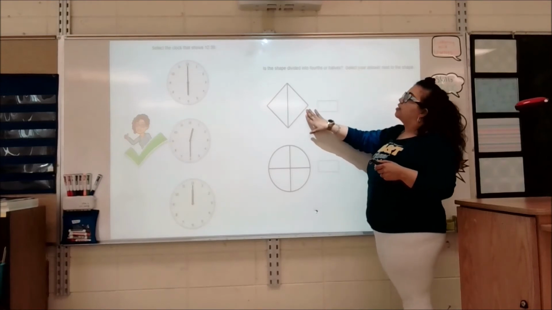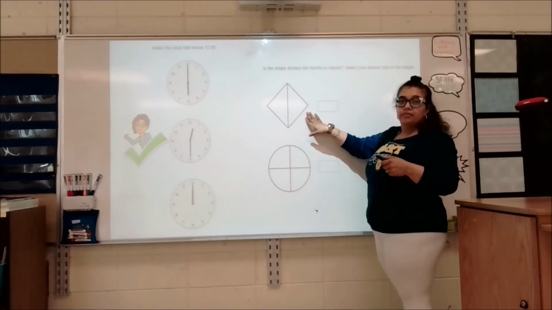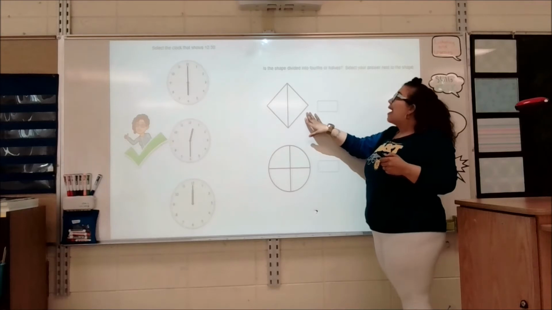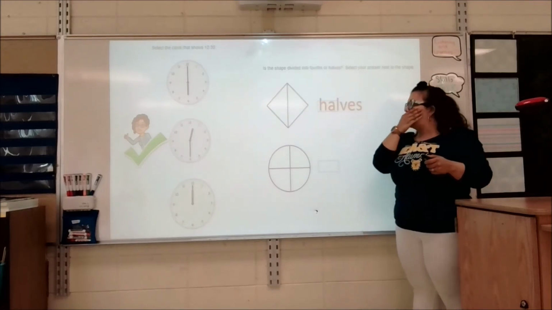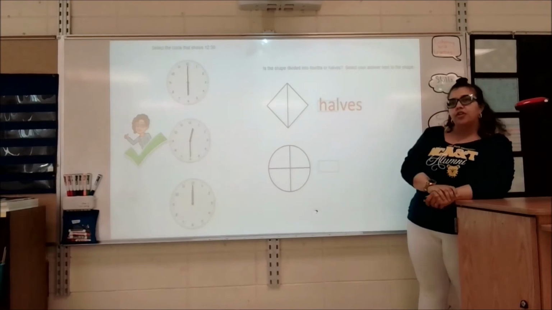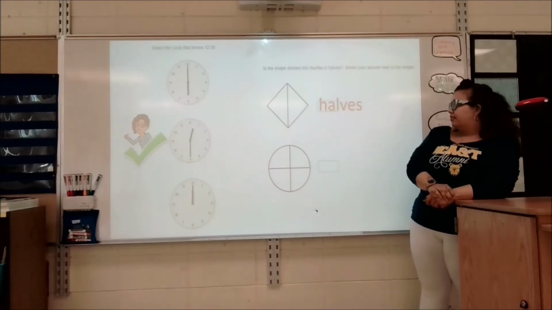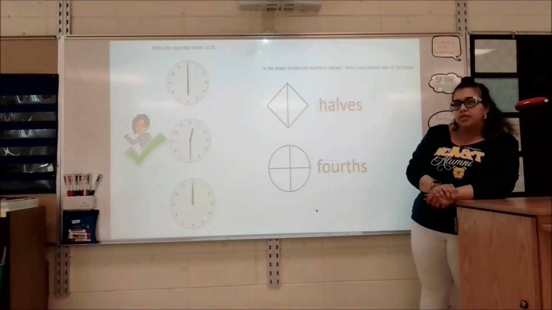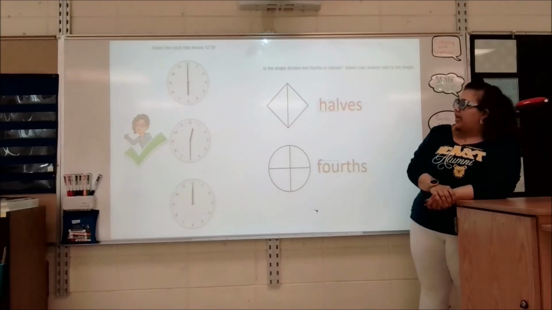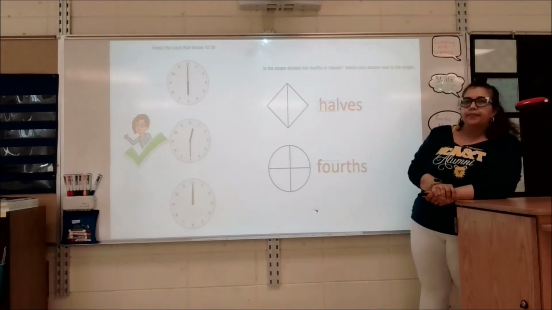Is this shape divided into fourths or halves? Halves. Those are 2 equal pieces. It's halves. What about this one? Is this fourths or halves? That is fourths. And remember, what number do you hear in the word fourths? Correct. You hear the number 4. Excellent. And what is our other word for fourths? We can also call it quarters. Excellent. Good job.